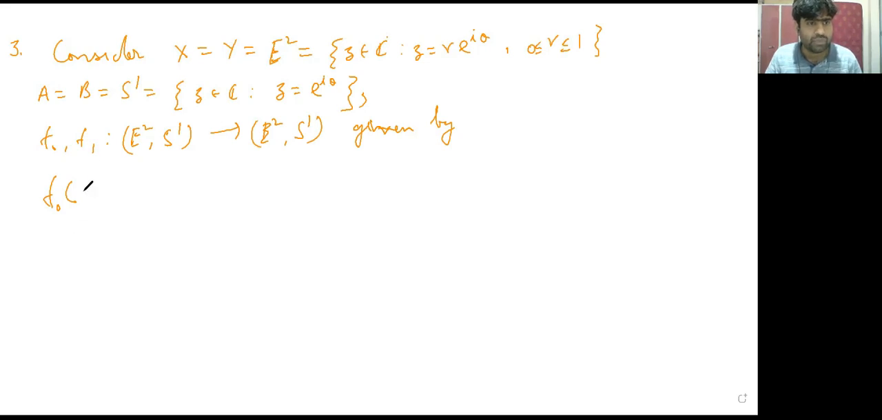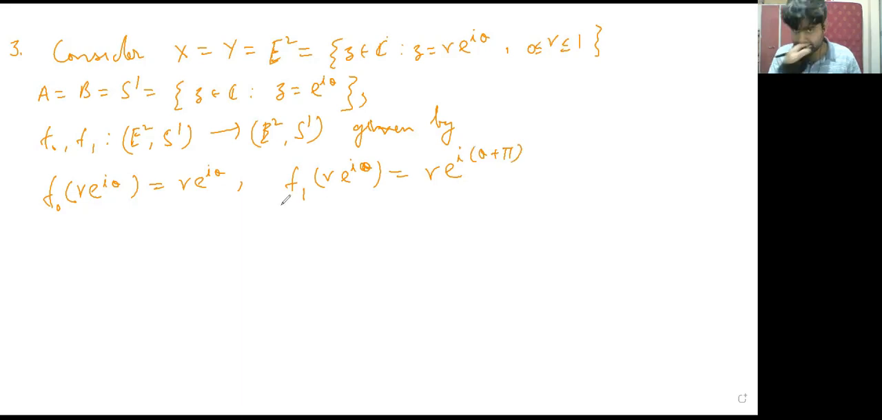Okay, F0 of R exponential I theta equals R exponential I theta, and F1 of R exponential I theta equals R exponential I theta plus pi, for every R exponential I theta in E2.